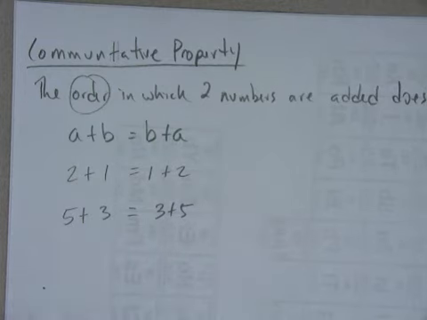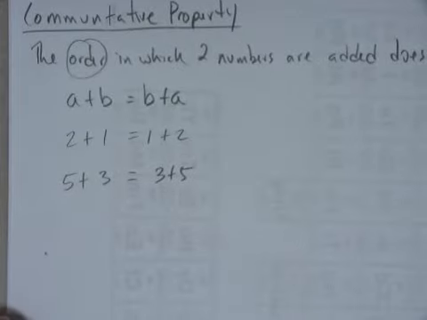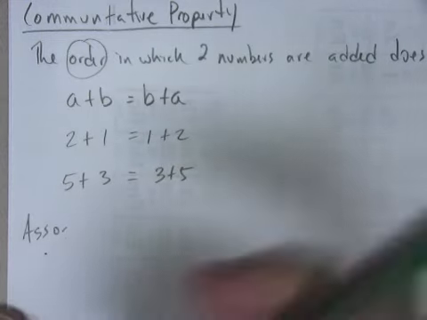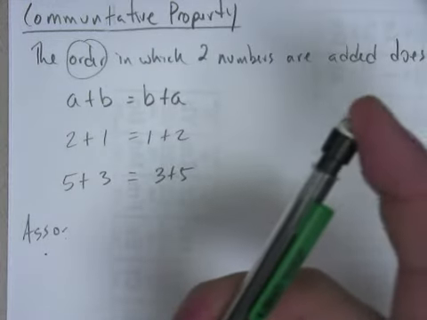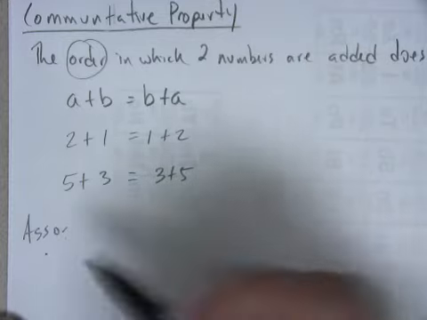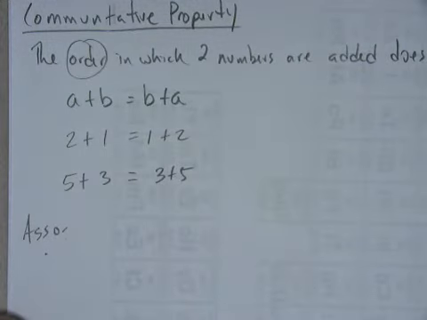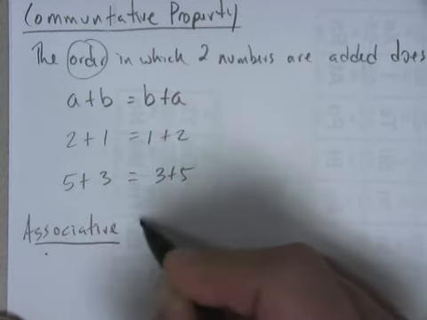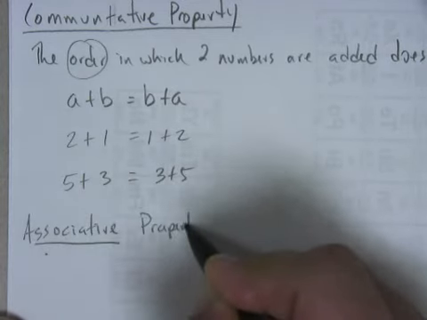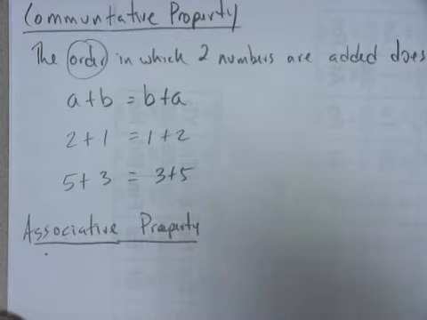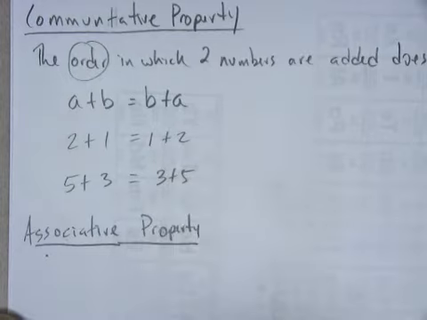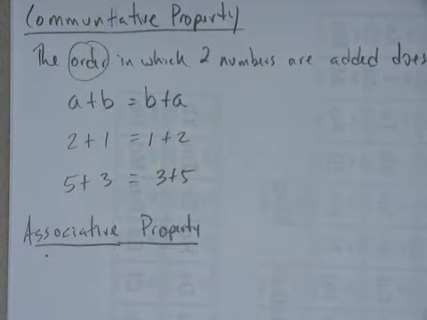Here's another property. So the first one's called the commutative property. The next one's called the associative property. And it's this. My pencil can write here. I keep breaking lead all the time. A-S-S-O-C-I-A-T-I-V-E. Associative property.